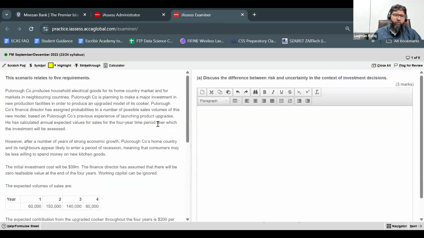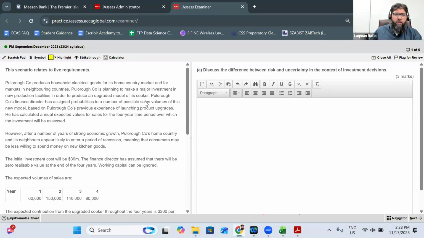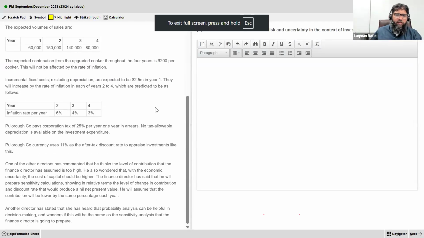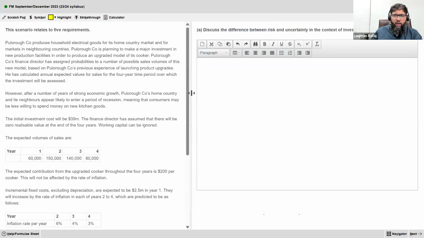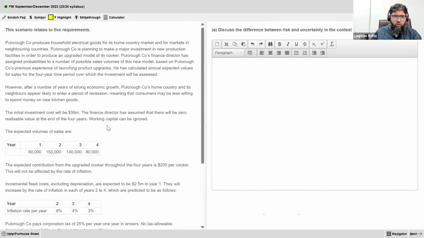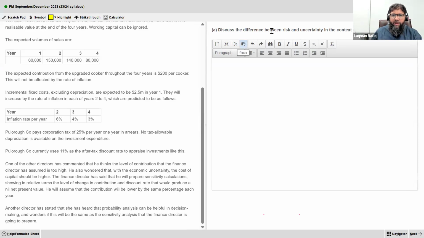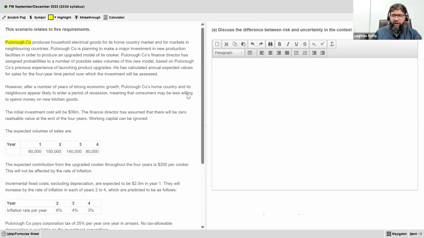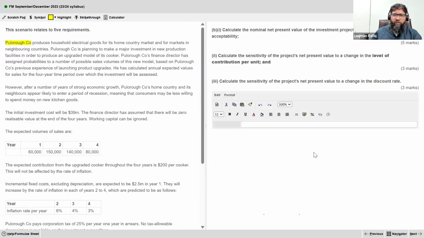Okay. Now this is one of the questions from September, December 2023. And what is this question all about? Let's try understanding this. It says Polorov company produces household electrical goods for its home country, and so on. It asks for the difference between risk and uncertainty. That's one question. What's the second question?